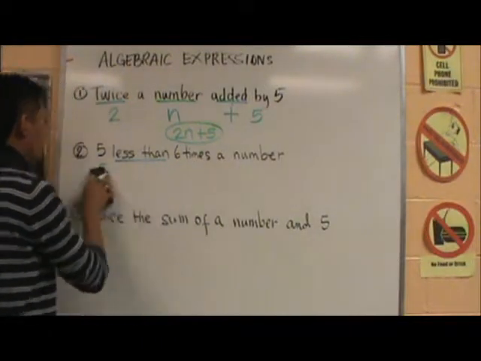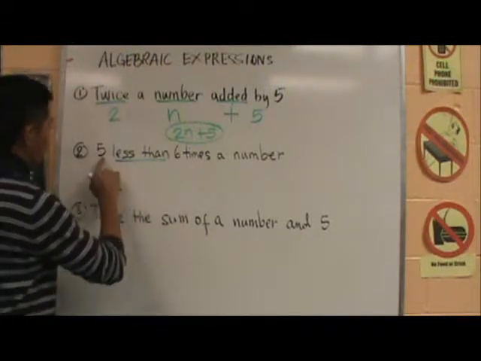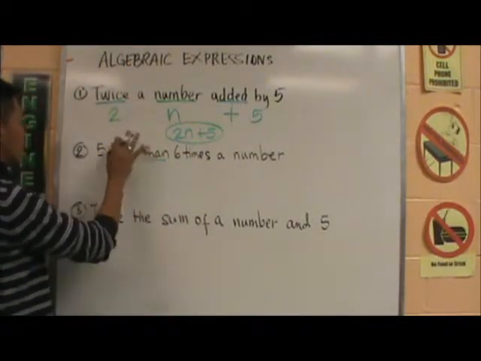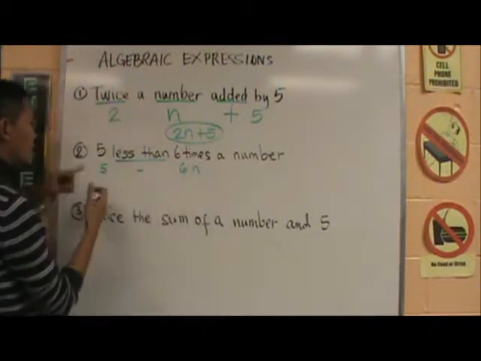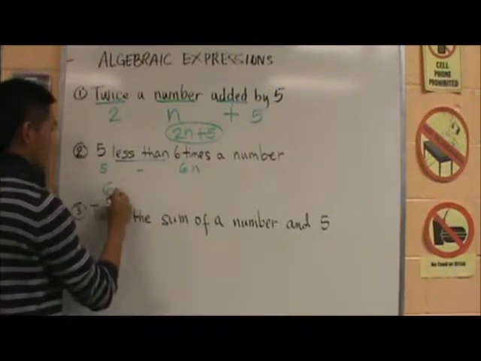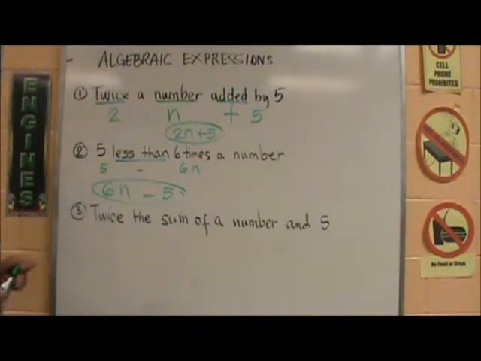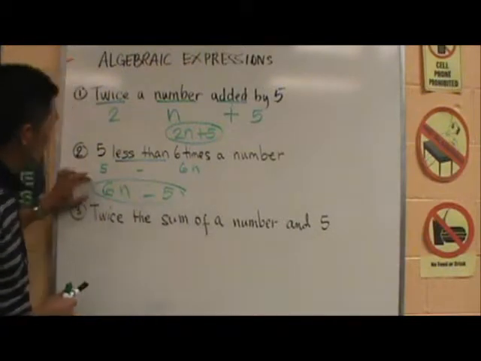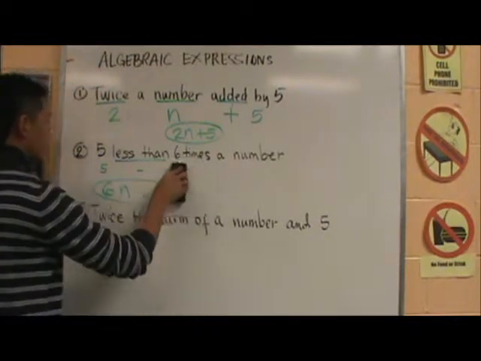But no, actually, when you are using the words less than, you have to write it backwards. So for example, 5 less than, again, instead of doing 5 minus 6n, because of the words less than, we're going to flip it. We will rewrite the expression by having 6n minus, and the 5 should go there. So 5 less than 6 times a number is 6n minus 5.